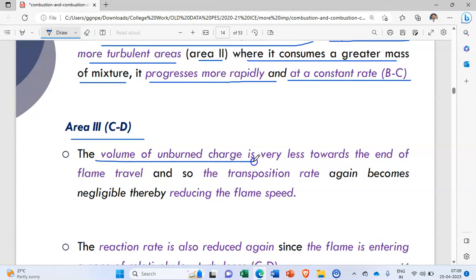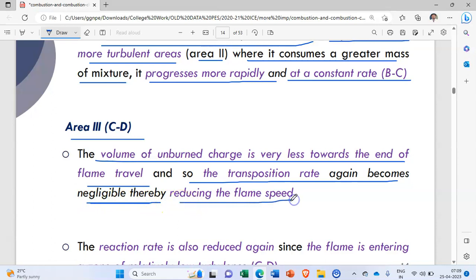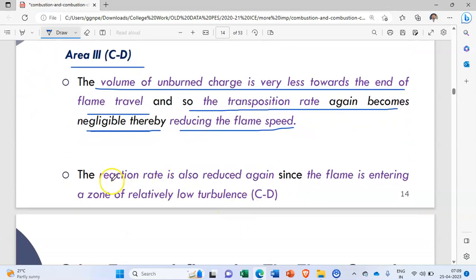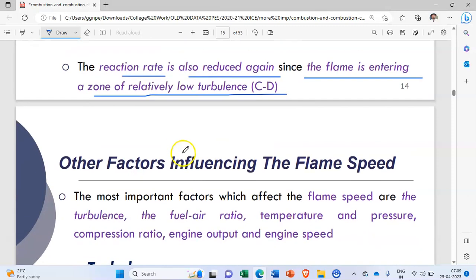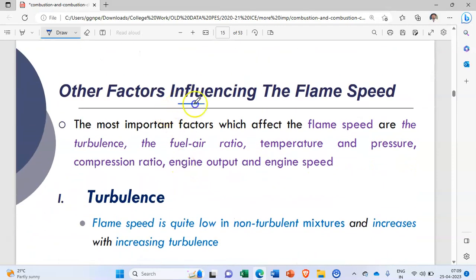The volume of unburned charge is very less towards the end of the flame travel, and so the transposition rate again becomes negligible, thereby reducing the flame speed. Okay, so the reaction rate is again reduced, since the flame is entering a zone of relatively low turbulence, that is C to D. So this is about the transposition rate and the reaction rate. Now let us see other factors influencing the flame speed.